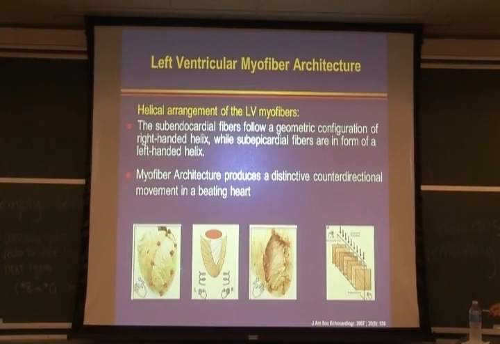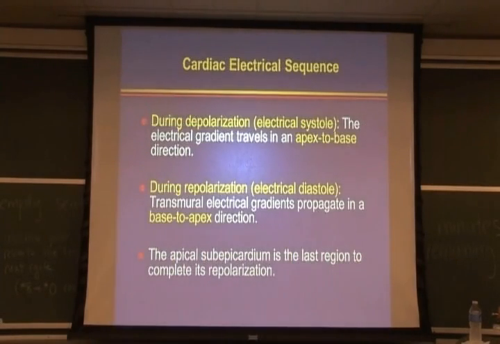So this provides a sort of myocardial fiber architecture which are very counter-directional to each other. The right versus the left, the internal or subendocardial versus the subepicardial. And together they end up in a very distinct movement which are very counter-current or counter-directional.